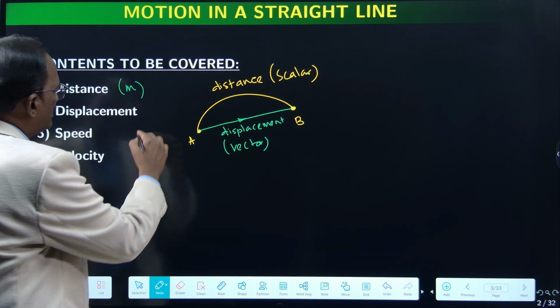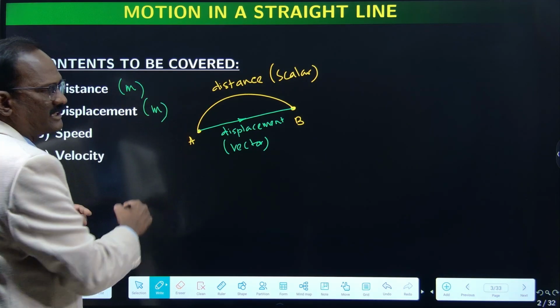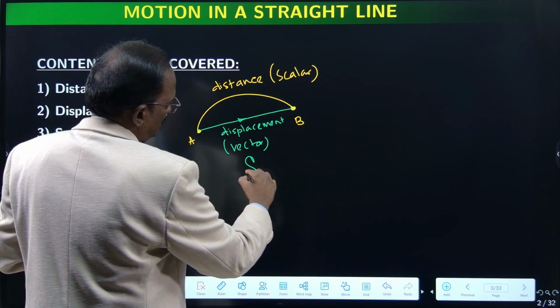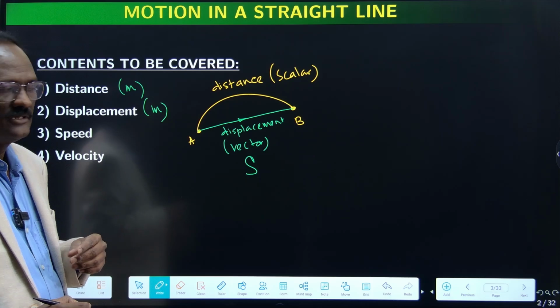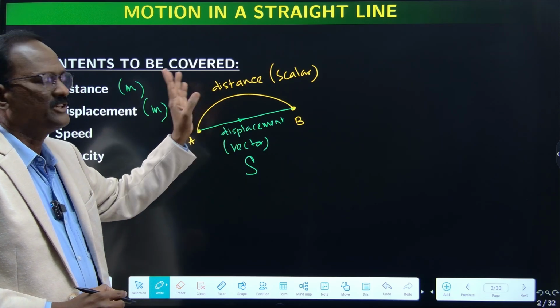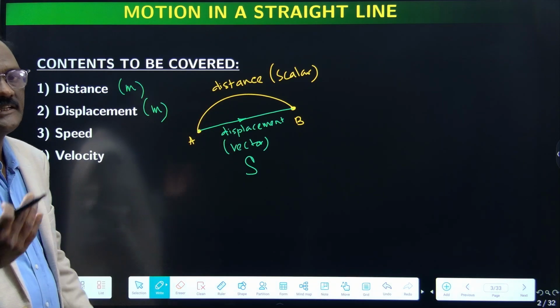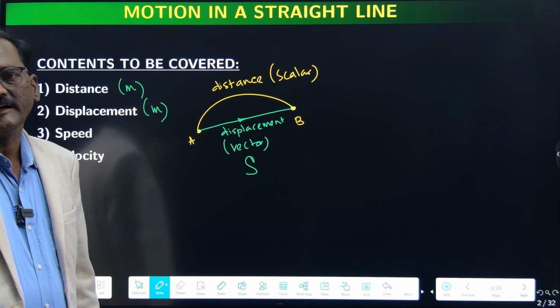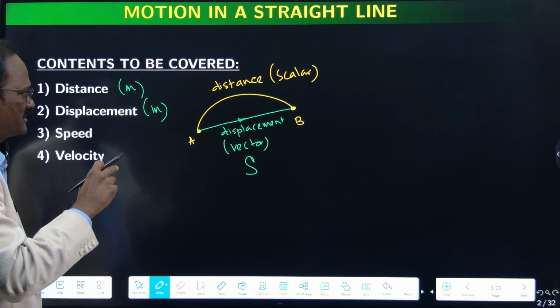The SI unit is meter and for displacement also the SI unit is meter. Usually letter S will be used to denote displacement or distance, right? If direction is not important, you can consider the magnitude only for distance, right?